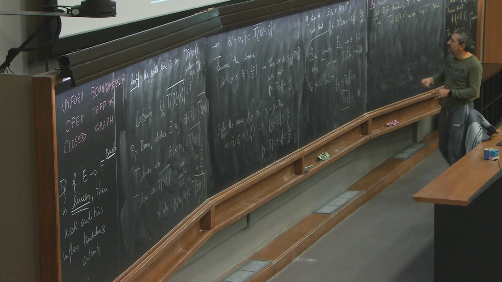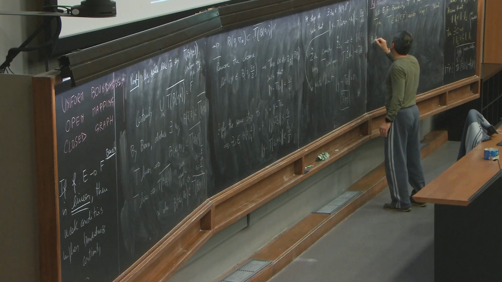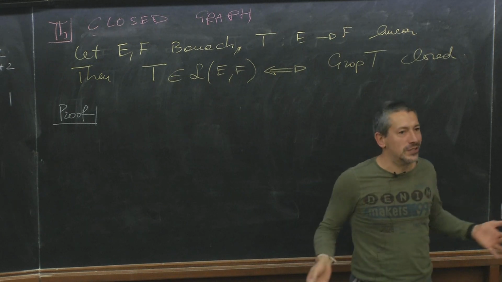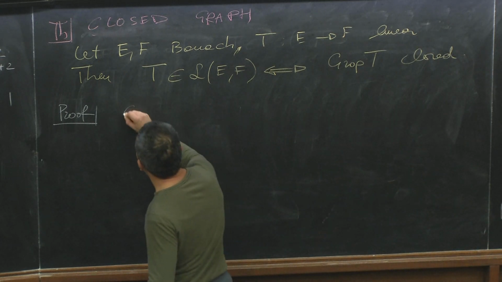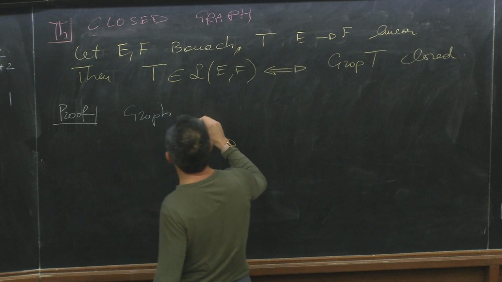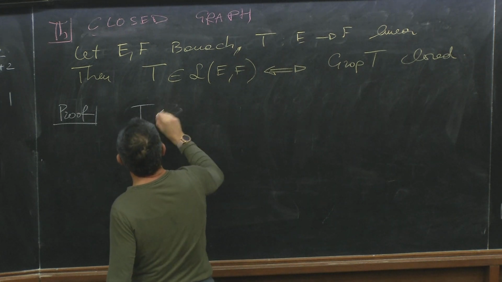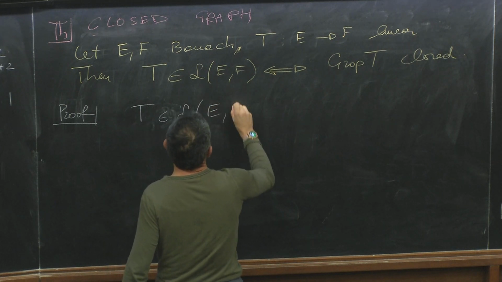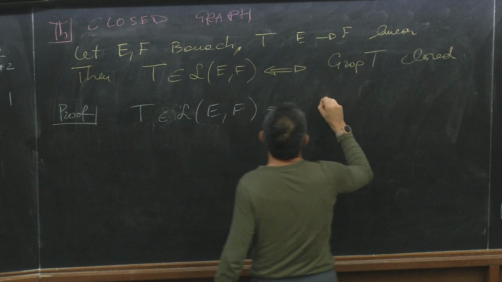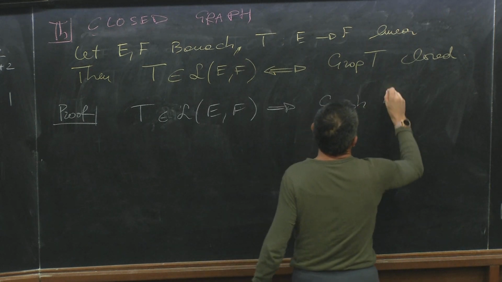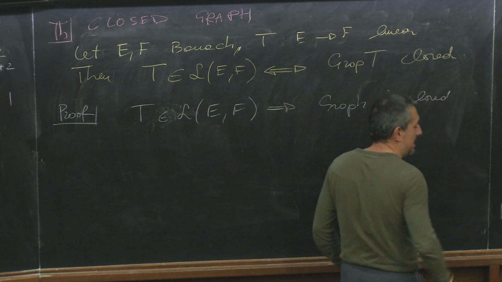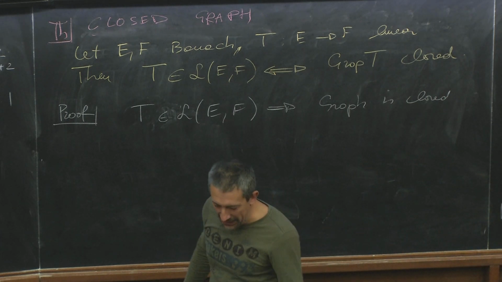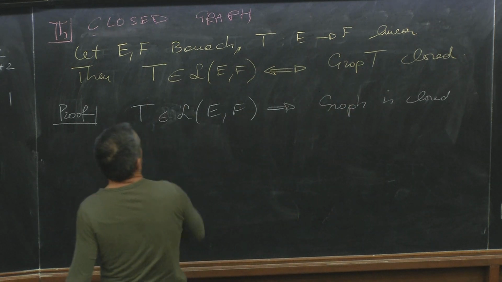Okay, so proof. Well, the graph of a continuous function is closed. This is a general fact. So let's say T is continuous. So T is a bounded and continuous operator. Then the graph of T is closed. Really, by the definition of continuity. It is just the definition. Okay, so we have the opposite.